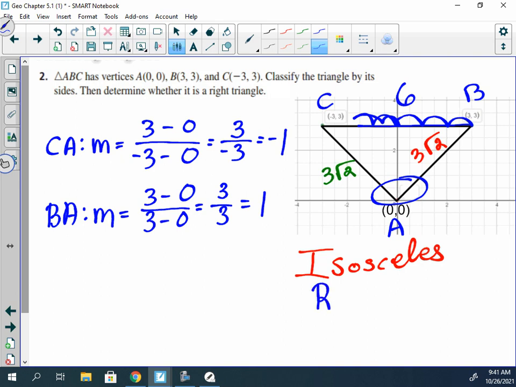So this is an isosceles right triangle, and that's it. Questions on this here?